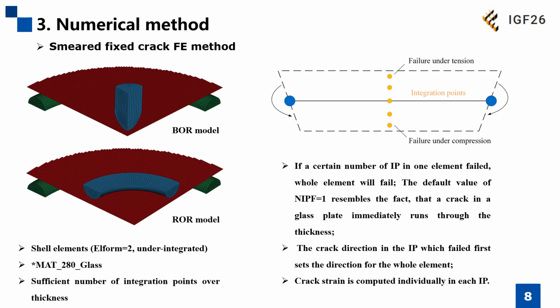Here is a schematic drawing of one single element. If a certain number of integration points in one element failed, the whole element will fail. So the default value was used as 1, which resembles the fact that a crack in a glass plate immediately runs through the thickness. The crack direction in the first failed integration point sets the direction for the whole element, and the crack strain is computed individually in each integration point.